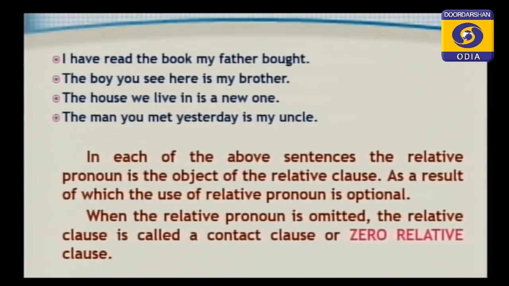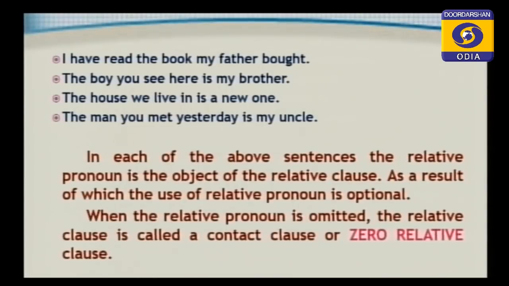The boy is my brother is the main clause. Who you see here, whom you see here, that is the relative clause, and we have dropped the relative pronoun who or whom. The house we live in is a new one. The house that we live in is a new one. The house which we live in is a new one. The house is a new one is the main clause, and that we live in, which we live in is the relative clause, and we have dropped the relative pronoun that or which.